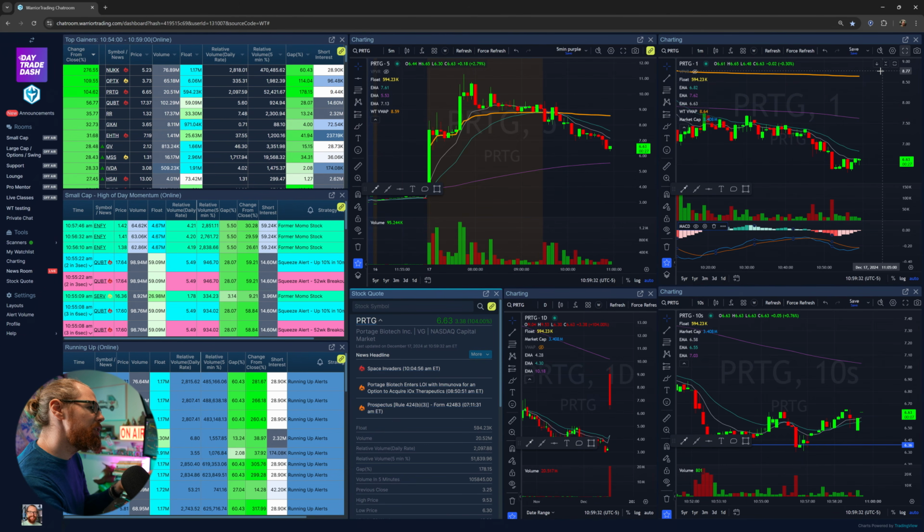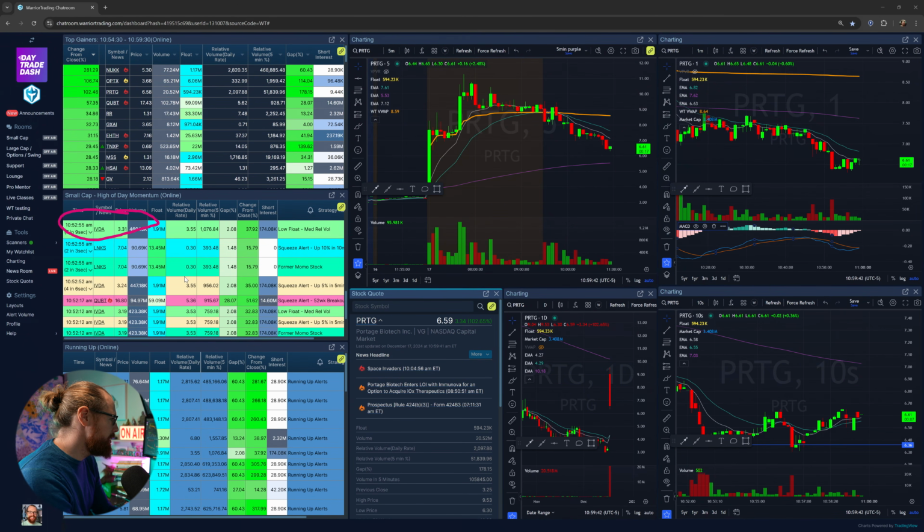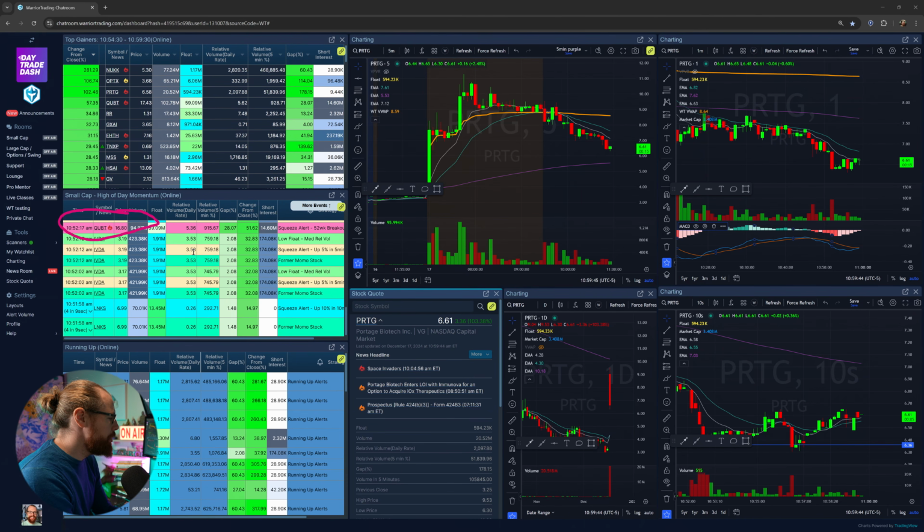And so when this stock started popping up, the first thing that happened was it hit my high of day momentum scanner. So it hit this scanner right here. Now, if we go back, it's going to take a second to scroll back, but I'll start scrolling back and we'll get back there in a second.